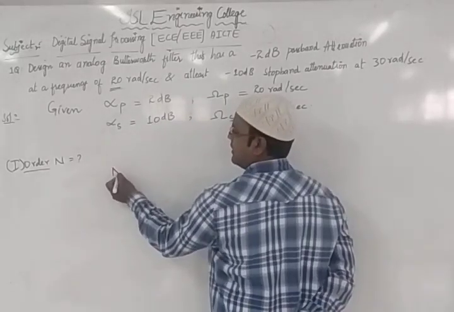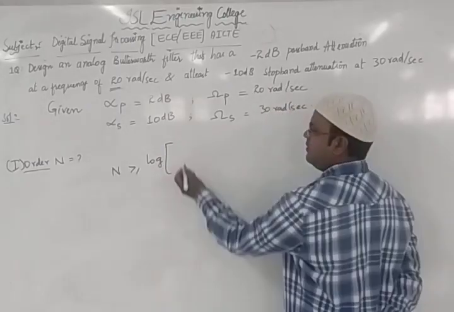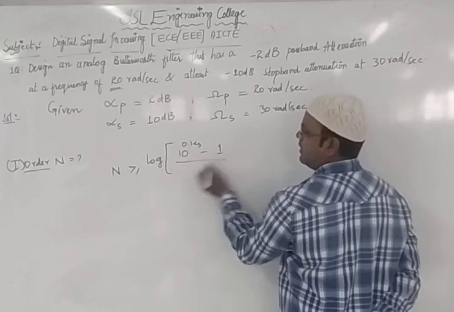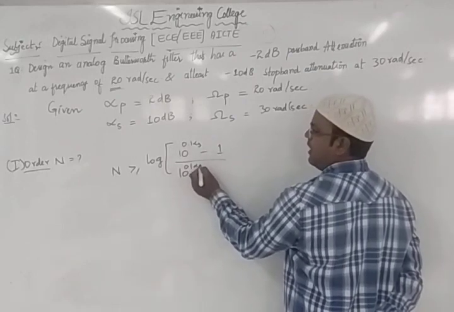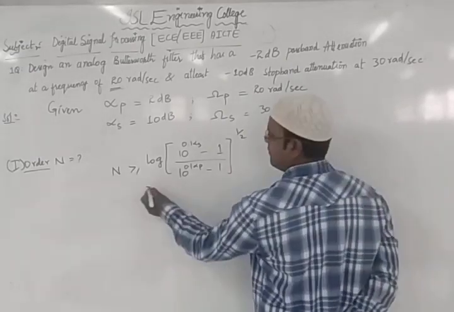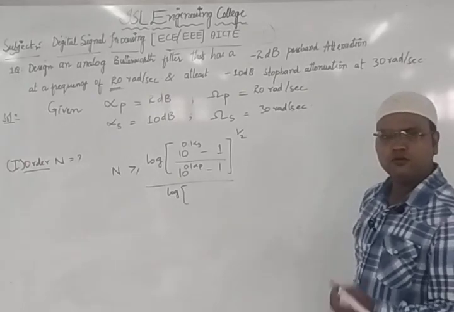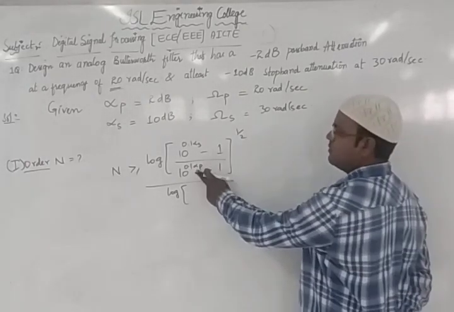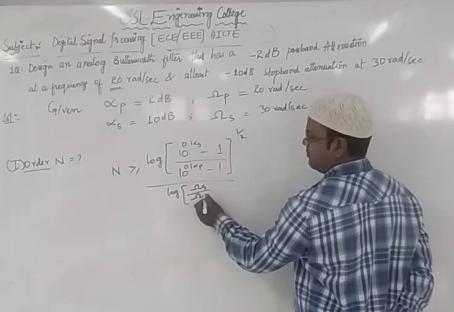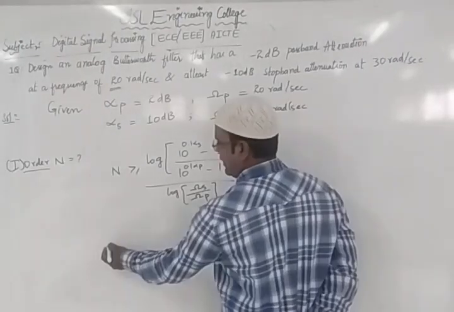Order N is greater than or equal to log of, what is the formula for it? (10 power 0.1 alpha s minus 1) by (10 power 0.1 alpha p minus 1), whole power 1 by 2. This is the numerator, divided by log of the ratio of stop band frequency to pass band frequency, that is omega s by omega p. So I want to find the order. How do I get this order?